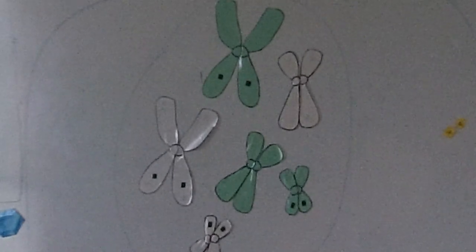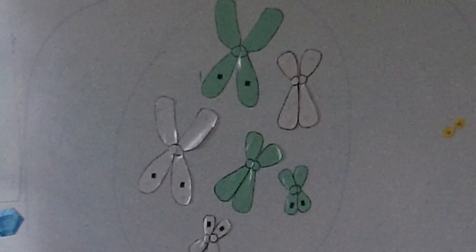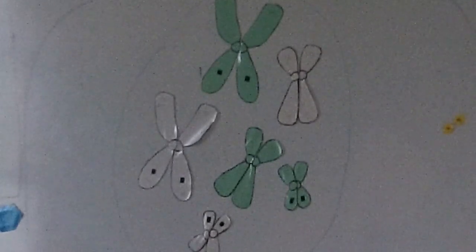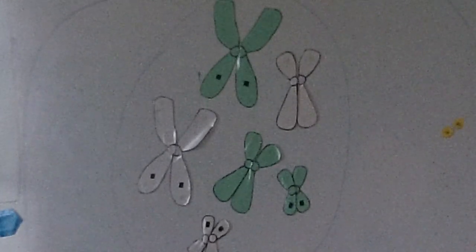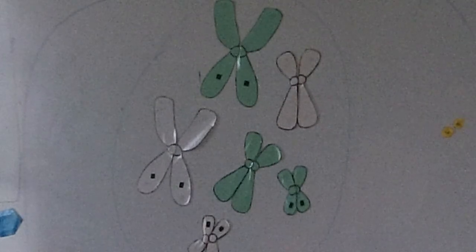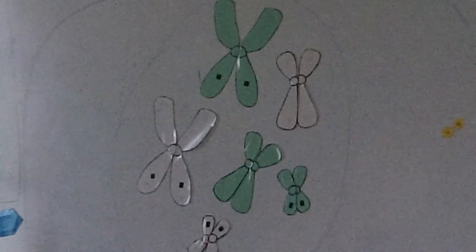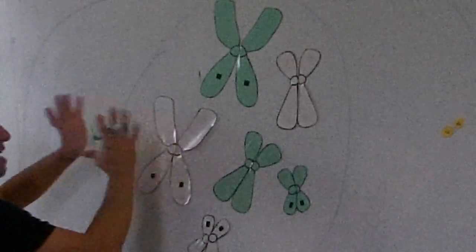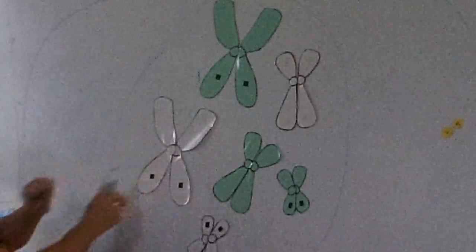Question, anybody? Is there ever a time when they break apart? Yes, that's what's going to happen. Wait, you said 64 chromosomes? 46 chromosomes. 46. And each chromosome consists of 2 sister chromatids.